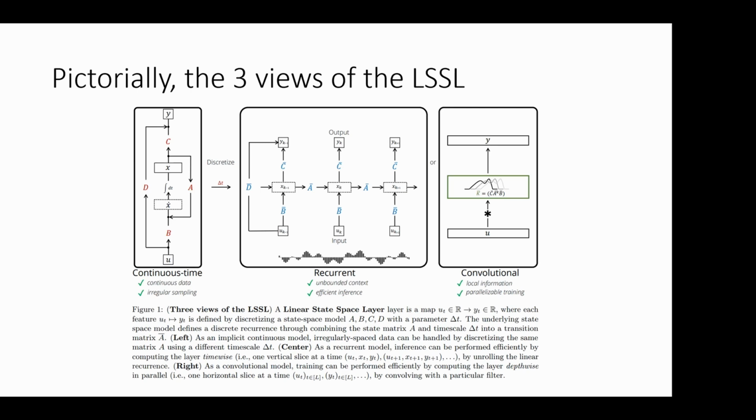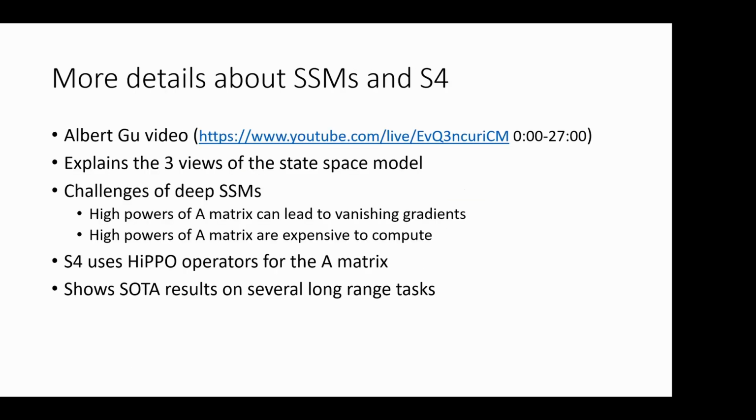Okay, and then in this video, he's going to explain these 3 views. He's going to talk about some challenges for deep state space models, okay? Even though mathematically this is all fine, when you try and do it in the real world, you're going to get vanishing gradients, because if you have an A matrix, okay, fine, we did a sequence length of 100, so you have A to the 100th. If you have a sequence length of 1,000,000, you have the A matrix to the 1,000,000th power, and you're supposed to take derivatives back on that, right?